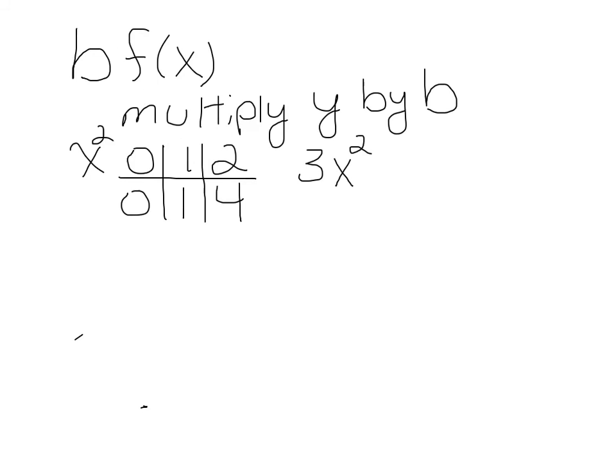All right, so this time we're going to multiply the parent function by a number, b times f of x. Multiplying y, the parent function, multiply the y by b. So I went with the same parent function, x squared, and to come up with the new table for 3 times x squared, your x's will remain the same, 0, 1, 2. And you will take and multiply the y's by 3. So 0 times 3, 1 times 3, 4 times 3.